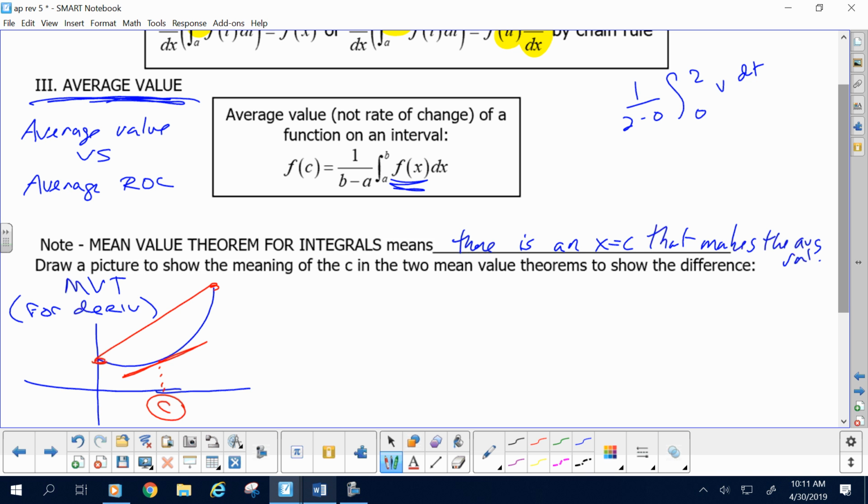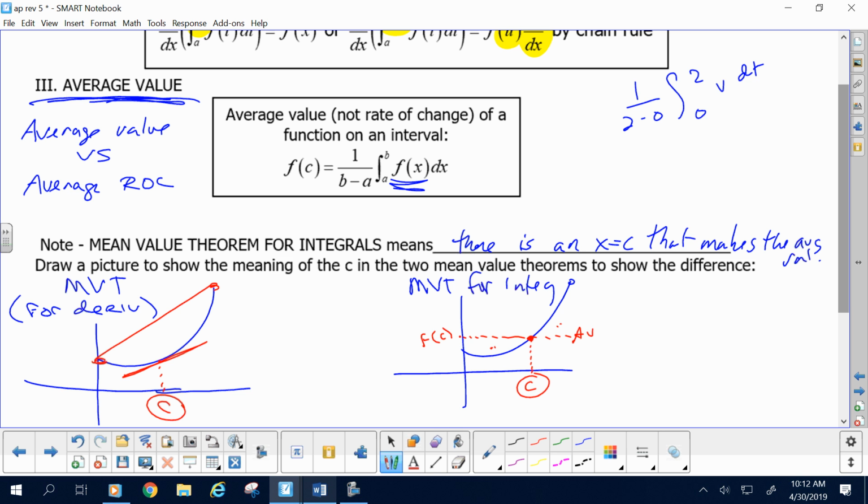You with me? If they say mean value theorem for integrals, then they're talking more like, where's the average value? So wouldn't you agree that the average y value is somewhere in here so that the area above and the area below would knock each other out, right? So that's f at c, the average y value. The c is the place on the curve where that average value is made. Do you follow?